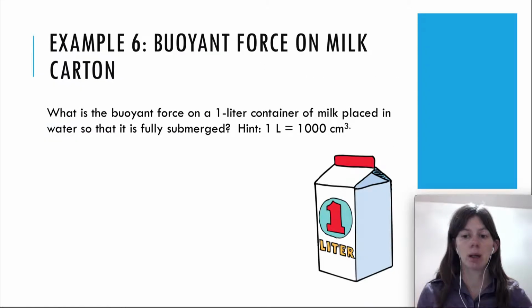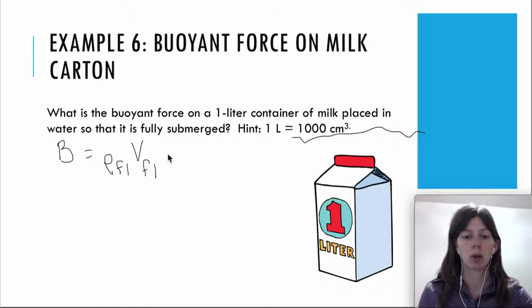Let's take a look at the next example. The buoyant force on a milk carton. What is the buoyant force on a 1 liter container of milk placed in water so that it is fully submerged? So we just have this milk carton, for some reason, submerged in water. How much buoyant force is there? So this example is just so that we get used to using the definition of buoyant force. Because we've been doing a lot of conceptual questions, but how about we plug in some numbers?